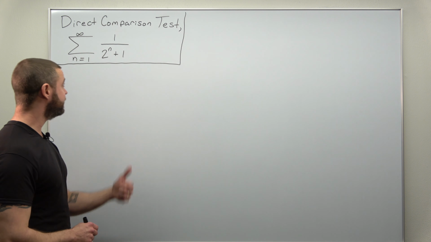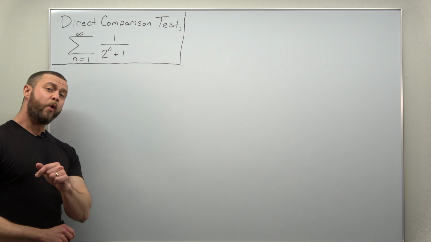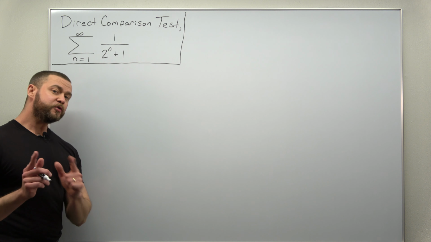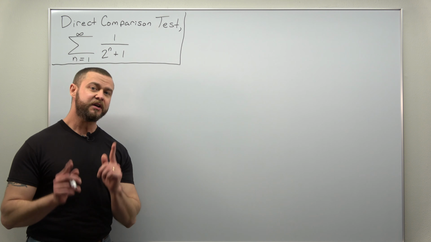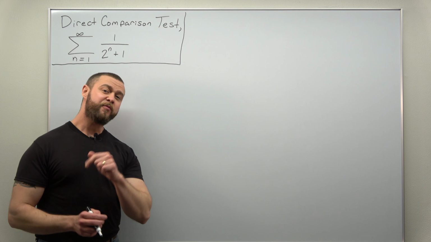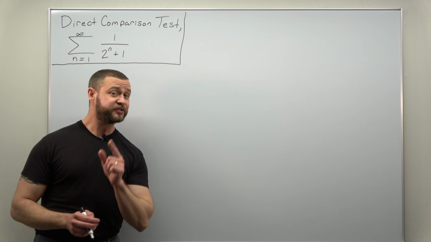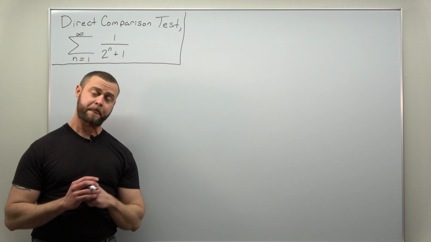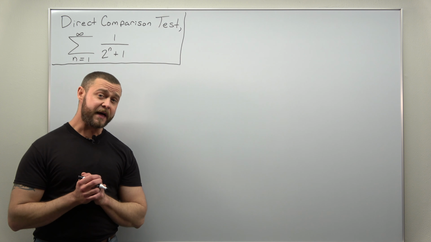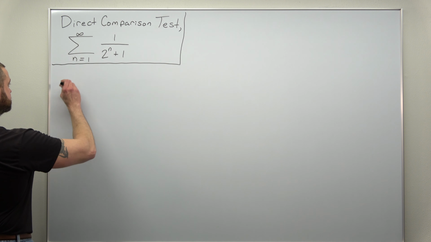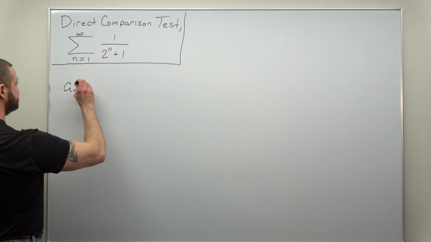The infinite series we're given involves the term 1 divided by 2 to the nth plus 1. And in order to apply the direct comparison test, you need to have an idea of whether you should look for a bigger infinite series term or a smaller infinite series term. To determine that, we're going to go through a large n estimation. So let's go ahead and call this a sub n.